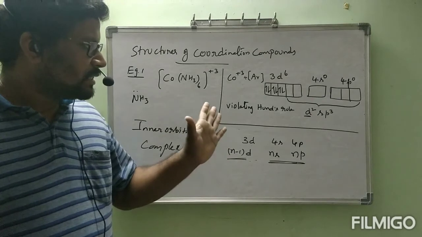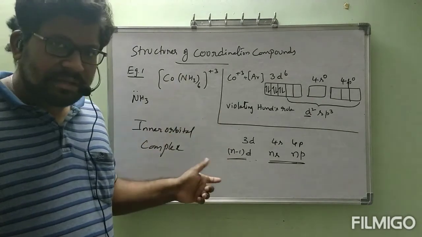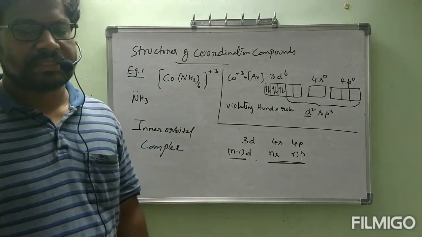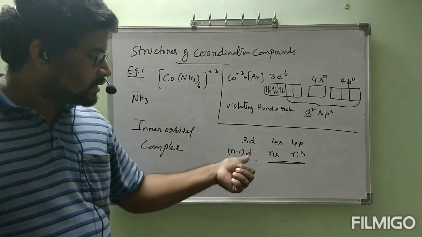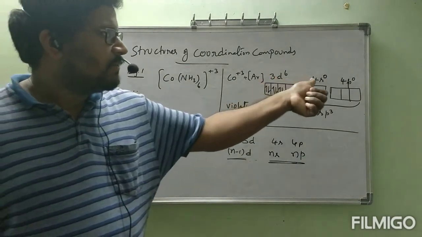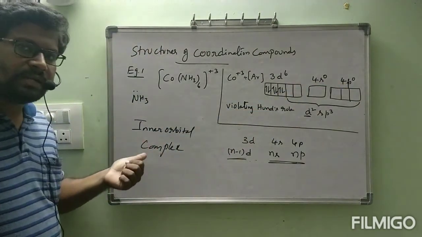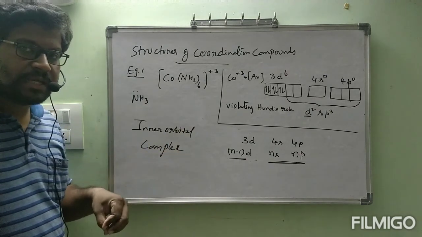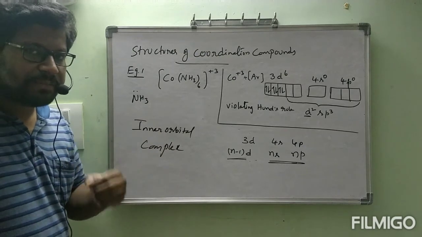But for today's class, I hope this is clear for you. One more time, I will take this example and explain, and after that we will go to the next example in the next class. Okay, ma? Just what has happened here? These (n-1)d, 3d, 4s, 4p are an example of an inner orbital complex. Why? Inner 3d orbitals are involved in hybridization with 4s and 4p. That's why this is called an inner orbital complex.